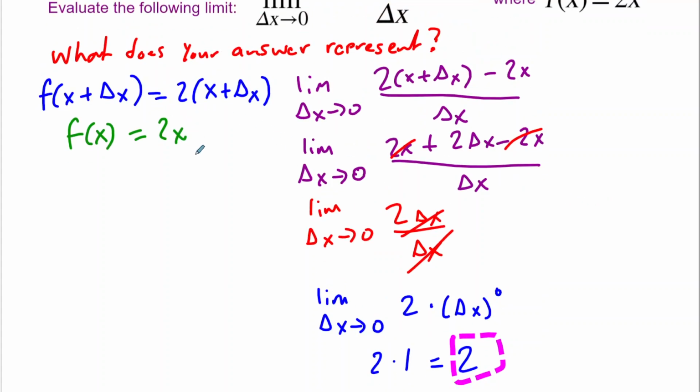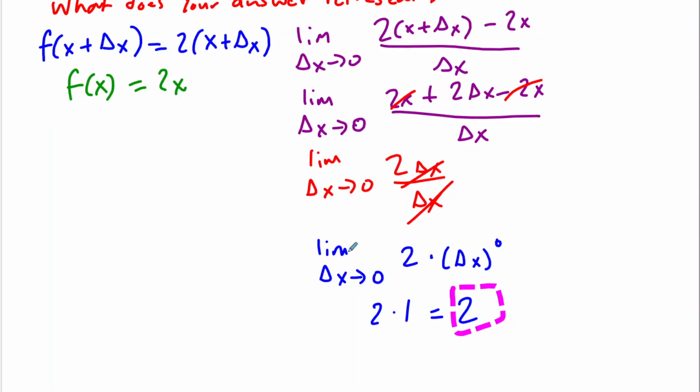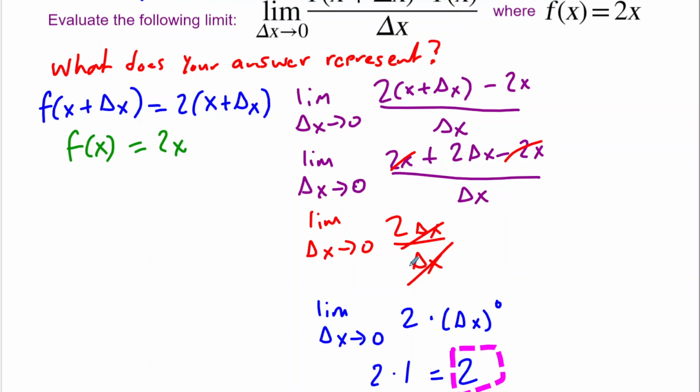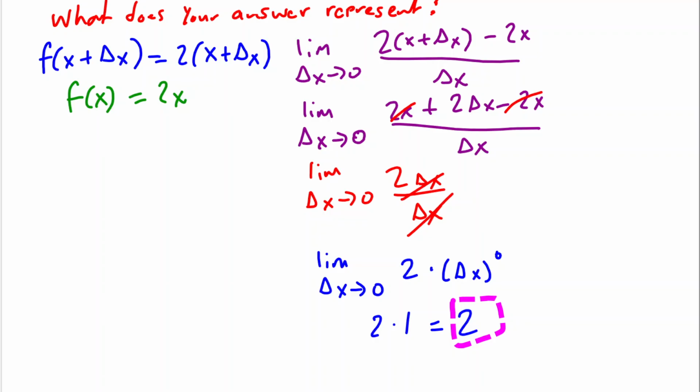So what does your answer represent? I'm not really trying to trick you here, but according to the last video, this gives us the slope function. So at any x value of f of x, if we plug in any x value into this, it'll give us the slope at that point. So we plug in any x value into f prime of x.